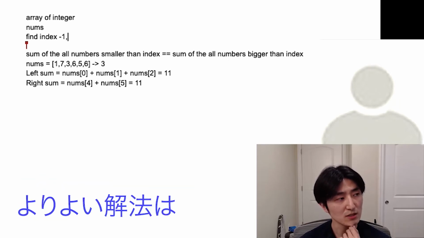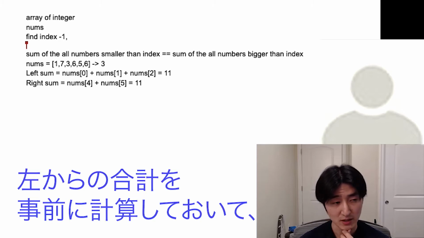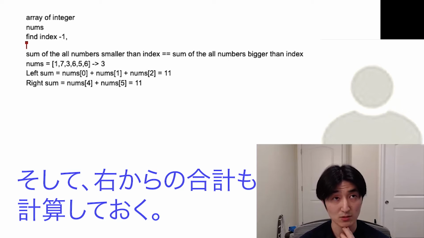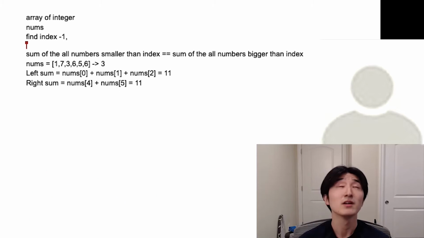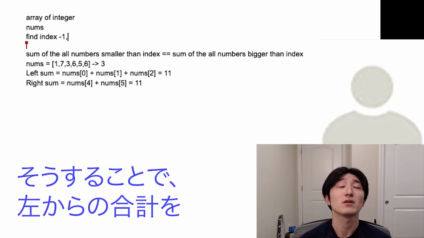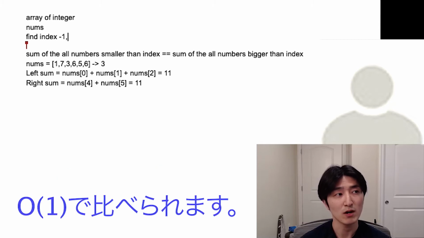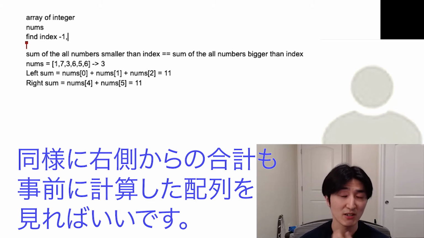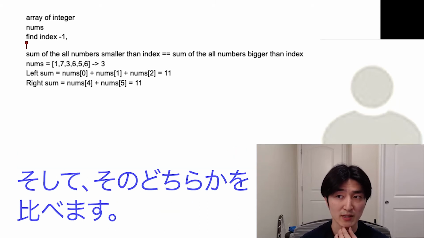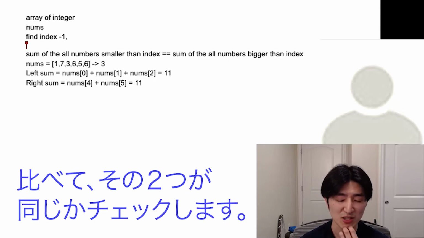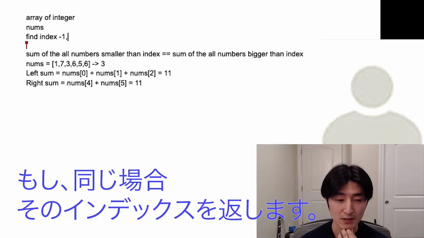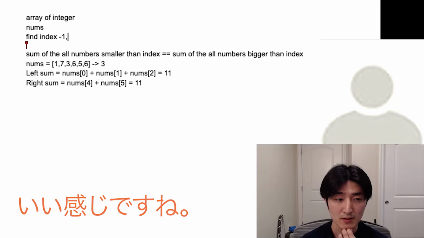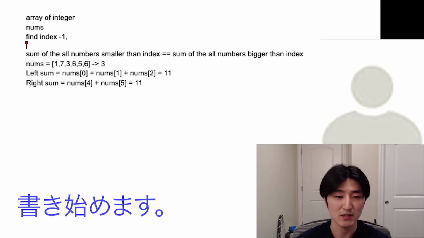The better solution is to pre-compute the sum from left to right and pre-compute the sum from right to left. So that you can compare at each index in O(1), just by looking up the pre-computed array from the left and the pre-computed array from the right. Then compare them and check if they are equal, and if equal, return the index. Okay, yeah, let me start writing.